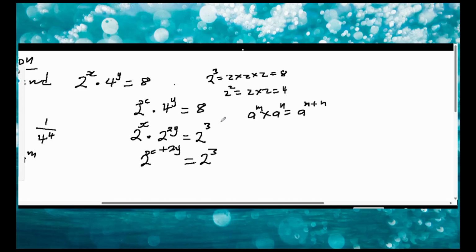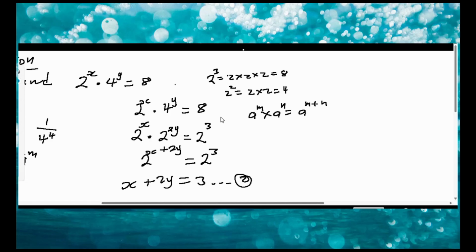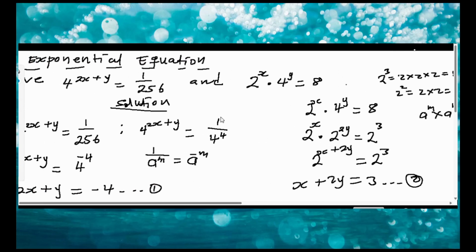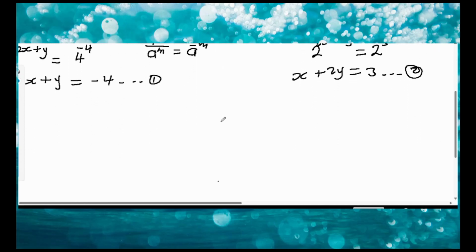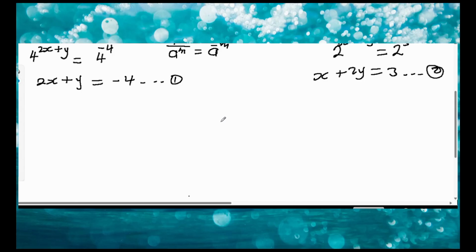Now that we have it in this format, we can verify that the bases of both sides of the equation are the same, which is 2. Since they are the same, we can equate the exponents. So we can say that x plus 2y is equal to 3, and this is going to be our equation 2. Looking at this, we have reduced the exponential equations to linear equations, and we're going to solve these simultaneously.